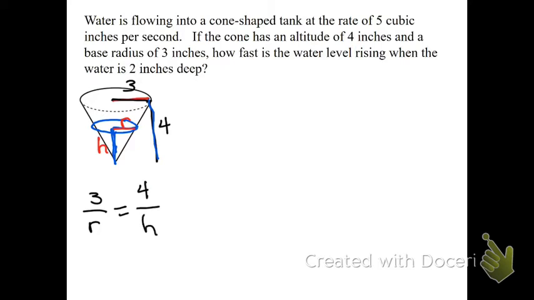The container is proportional to the shape of the water inside. They're both similar cones. Okay, that right there, that's the key. Understanding this, without this, you won't be able to solve this problem, okay? So big R is to little r, as big H is to little h. Then what you're going to do with this, cross multiply, 3 times H equals 4 times R.